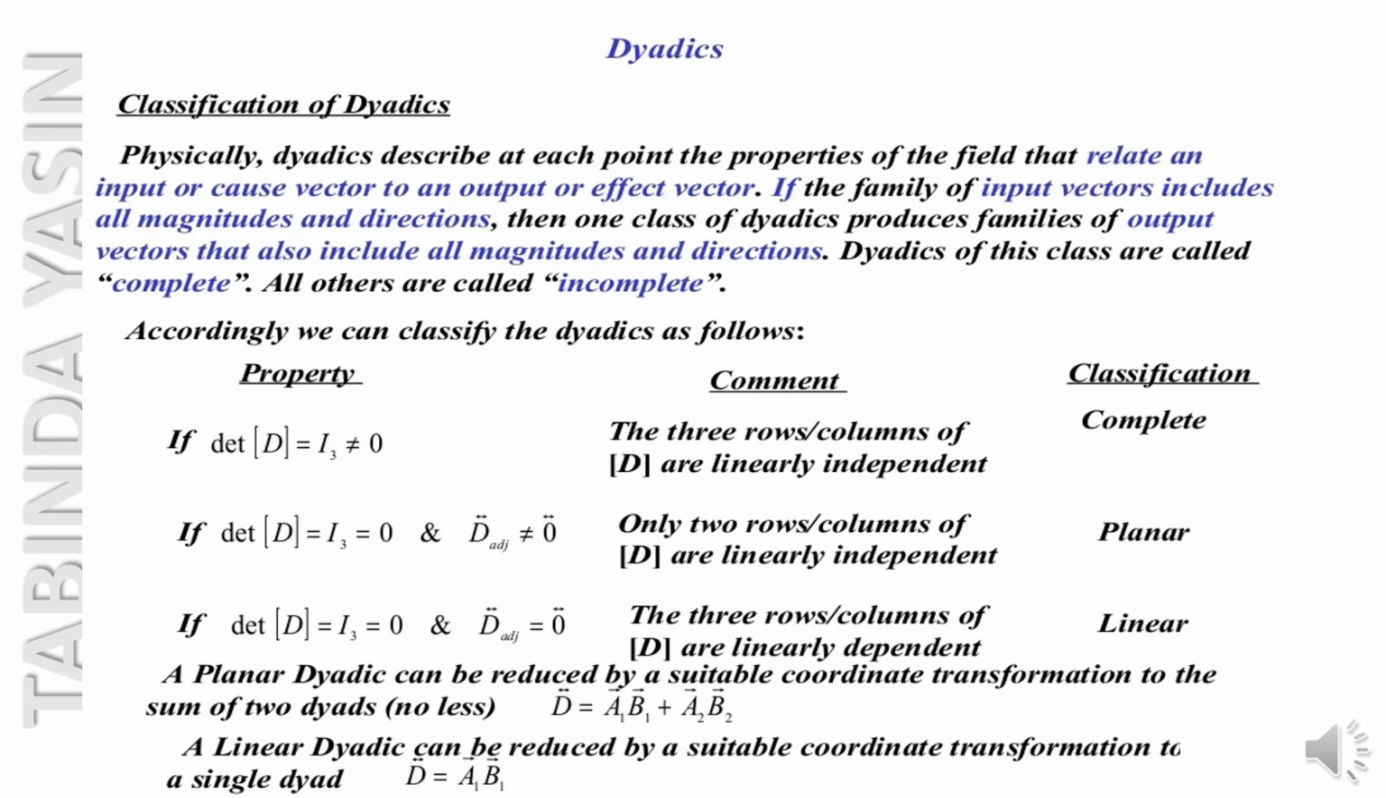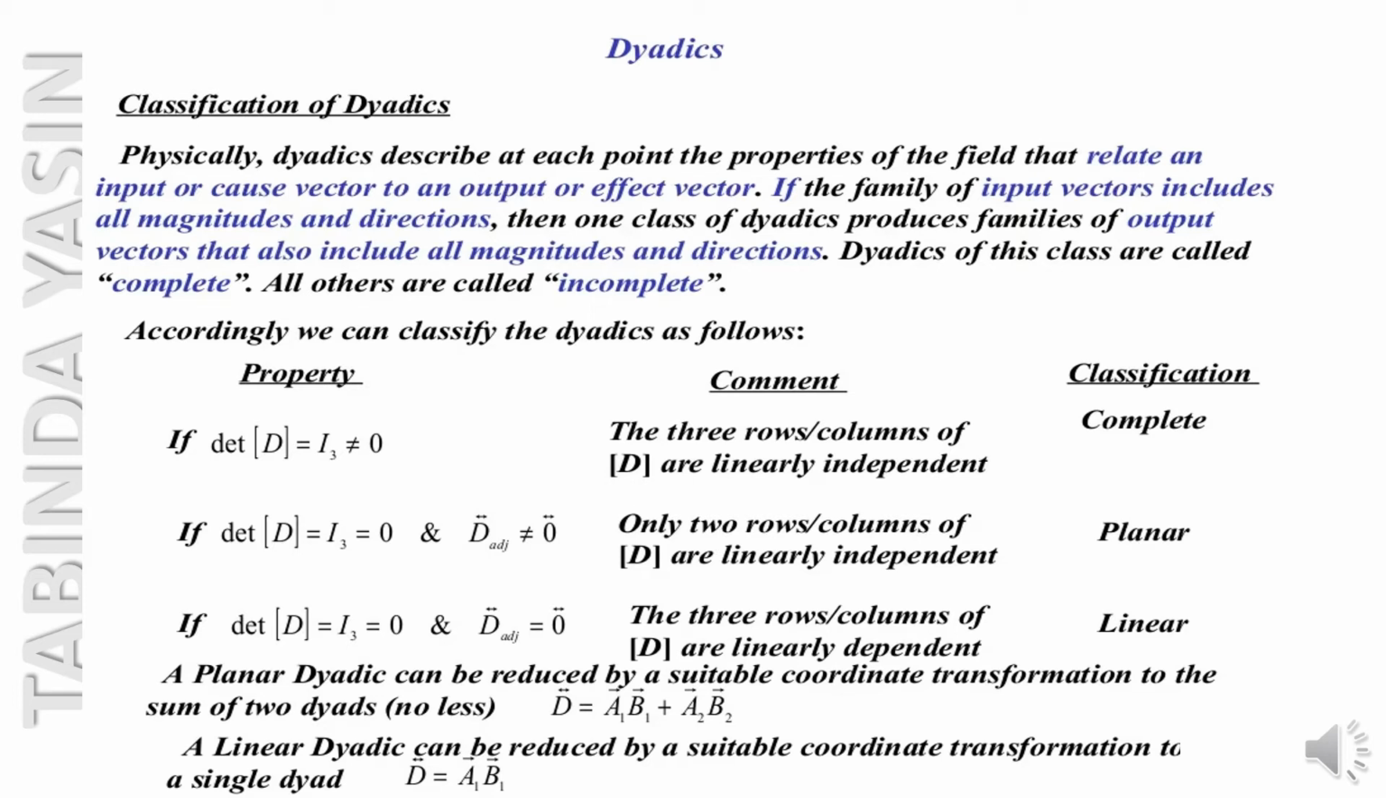Now we have the classification of the dyadics. Physically, dyadics describe, at each point, the properties of the field that relate an input or cause vector to an output or effect vector. If the family of input vectors includes all magnitudes and directions, then one class of dyadics produces families of output vectors that also include all magnitudes and directions. Dyadics of this class are called complete, all others are called incomplete.